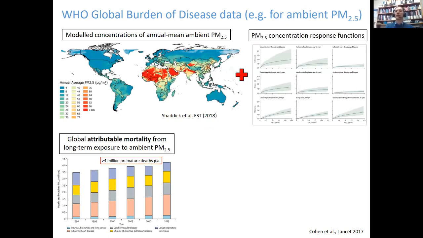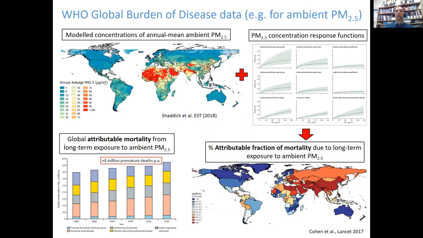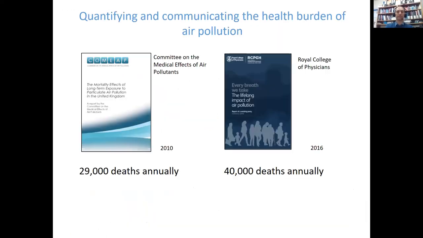They look at the expert judgments for the concentration response factors for different diseases for PM2.5. They can then calculate the percent attributable fraction associated with the different diseases for that exposure to PM2.5. And then they can multiply up by the underlying mortality rate and the population to derive the total global population burden. So we've seen, going around that loop, how those sorts of data are derived.